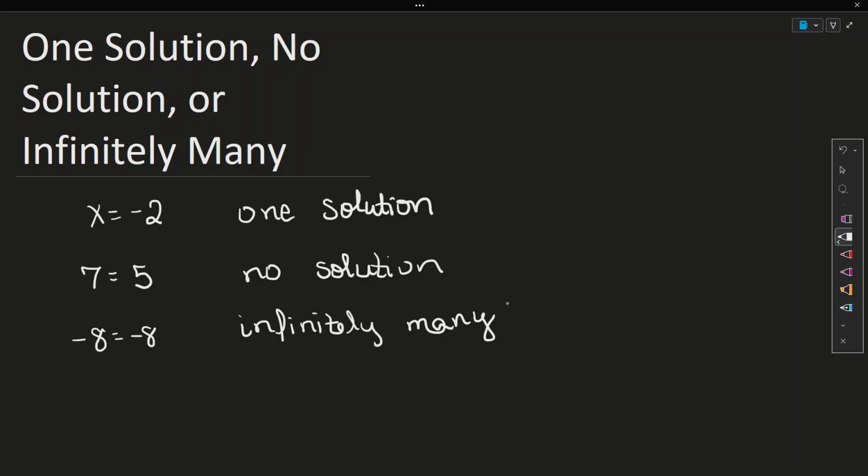As future elementary teachers, this is an important idea. Students may think every equation must have one answer, but equations are statements. Sometimes a statement is true for one value. Sometimes it's never true. Sometimes it's always true. The result of solving an equation tells us whether the equation has one solution, no solution, or infinitely many solutions.